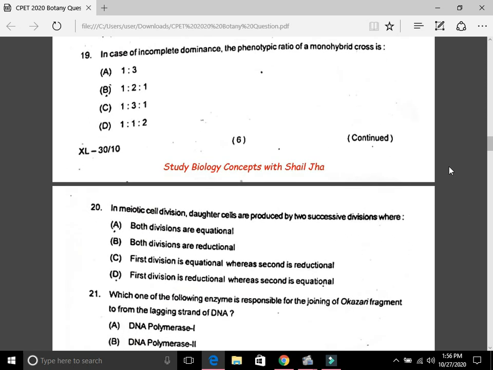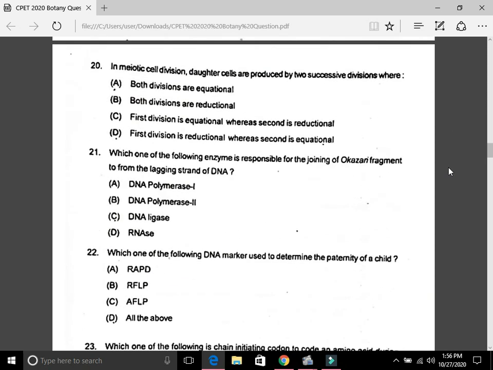Question number 19. In case of incomplete dominance, the phenotypic ratio of a monohybrid cross is B, 1:2:1. In meiotic cell division, daughter cells are produced by two successive divisions where the answer is D. First division is reductional, whereas second is equational. As meiosis contains two steps, that is meiosis 1 and meiosis 2.